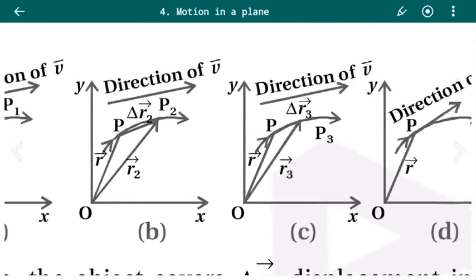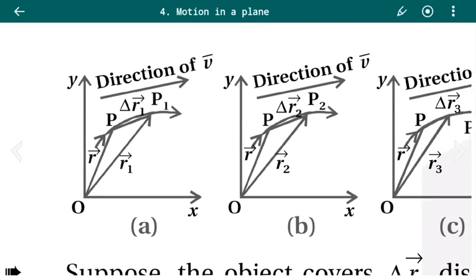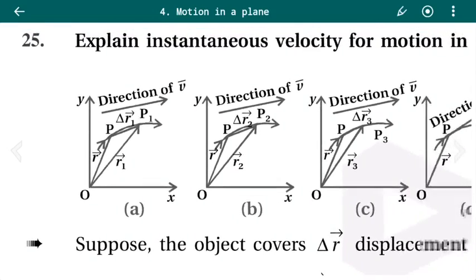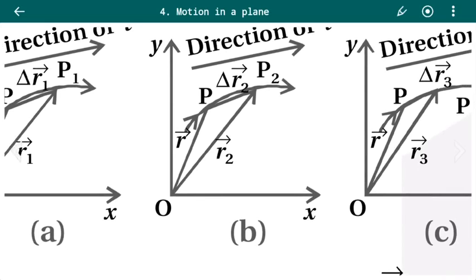As you can see in this figure, initially the position of the object is r vector, that is, the object is at point P. Now taking the object at point P1, the position of the object will be r1 vector. So displacement over here is denoted by delta r1 vector. Now if we reduce the time interval to delta t2, we get another position of the object, that is P2, and its position vector is r2.